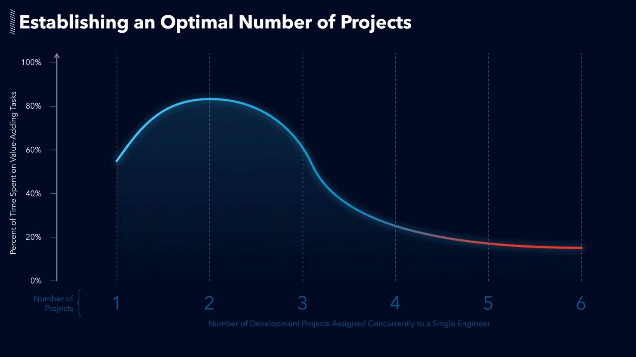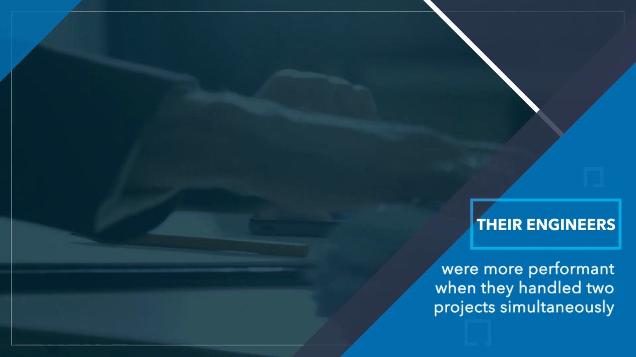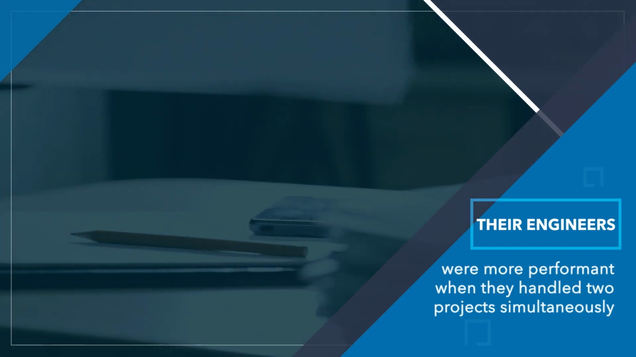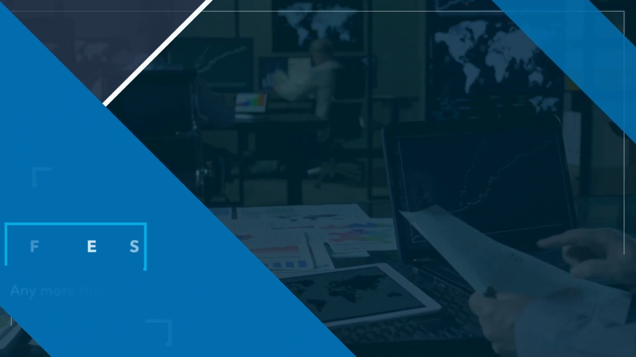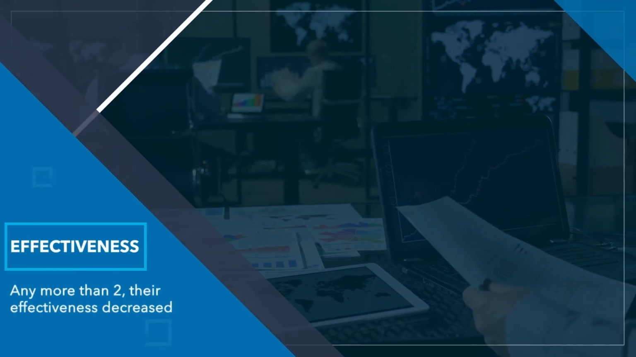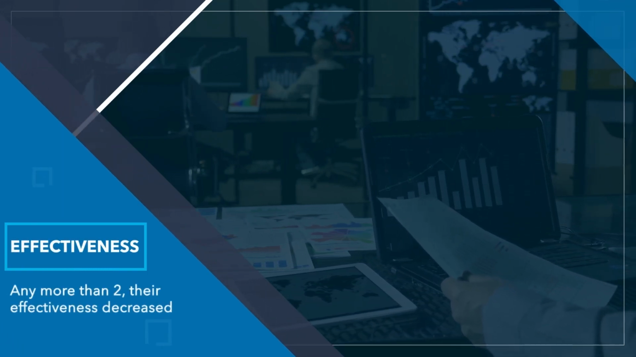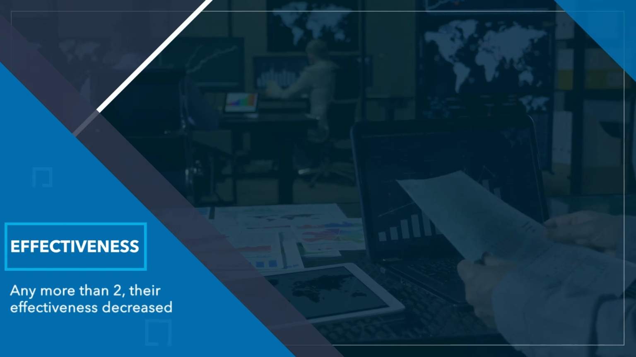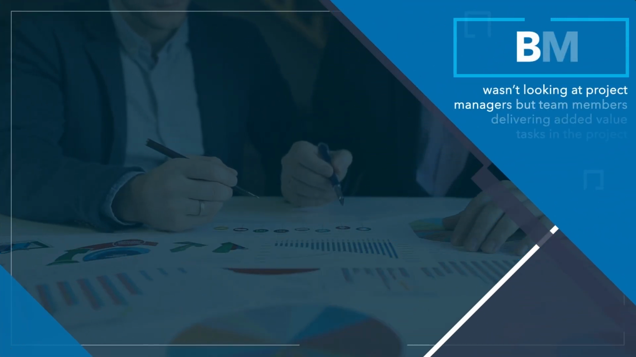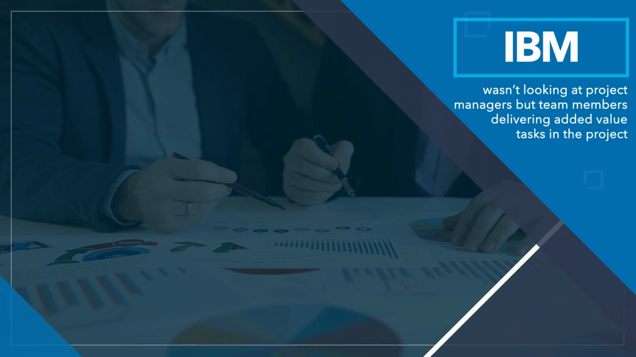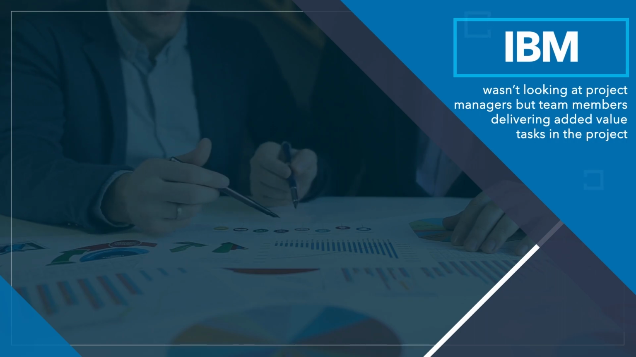This graph depicts the establishment of an optimal number of projects. This is based on an IBM study on efficiency in product development. They realized that their engineers were more performant when they handled 2 projects simultaneously. Any more than that, and their effectiveness decreased. This is an interesting discussion to have and to put in perspective in your workplace. Here, IBM wasn't looking at project managers, but at team members delivering added value tasks in the project.